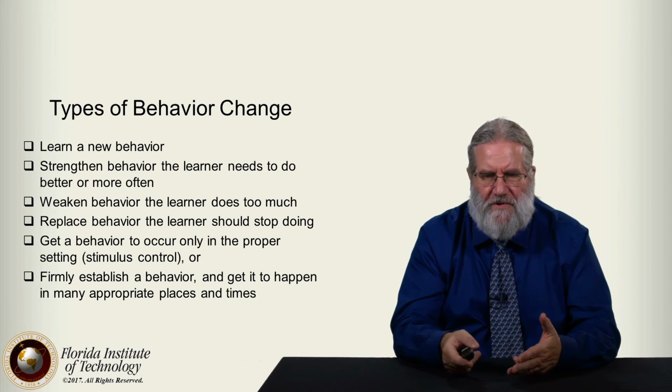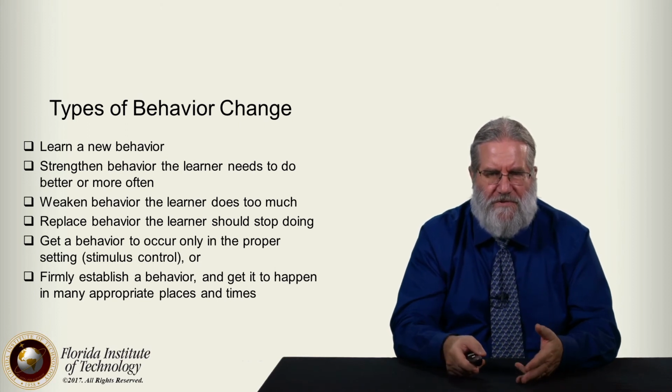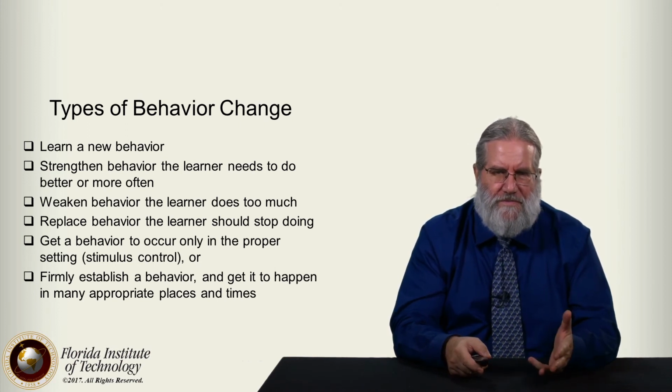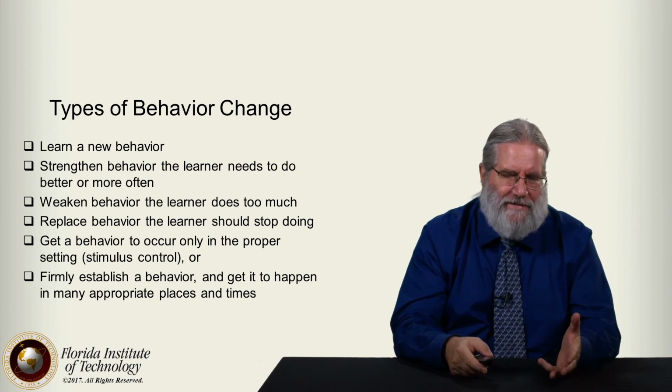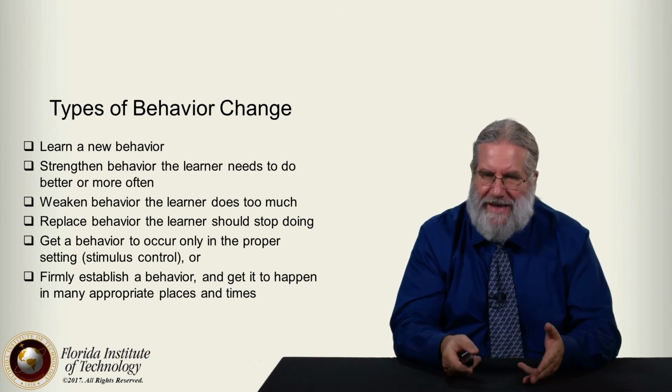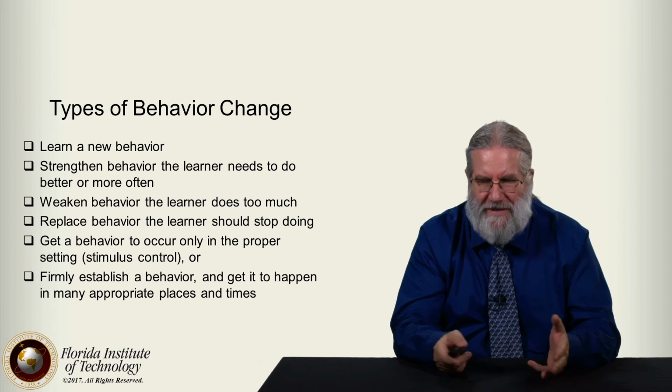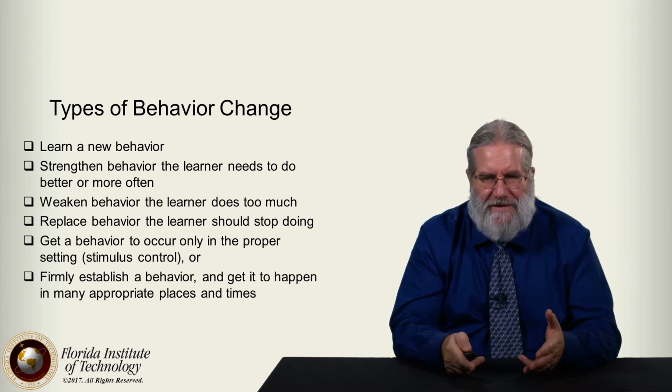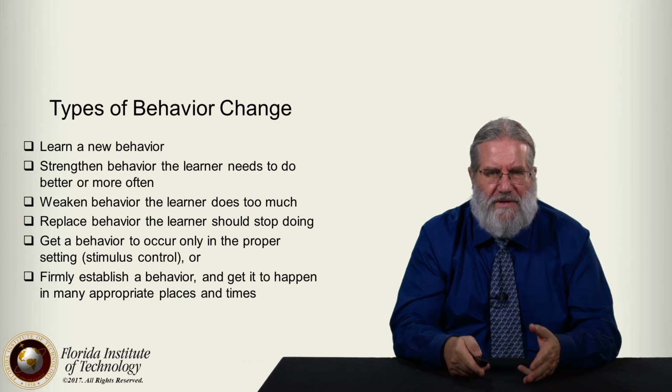For example, it's appropriate for a person to go to the bathroom to urinate on a toilet. It is not appropriate to urinate on a couch, right? Or out in the middle of the street. The environment has to have some control, so the person does the thing in the right place. Finally, we want to firmly establish a behavior and get it to happen in many appropriate places and times.